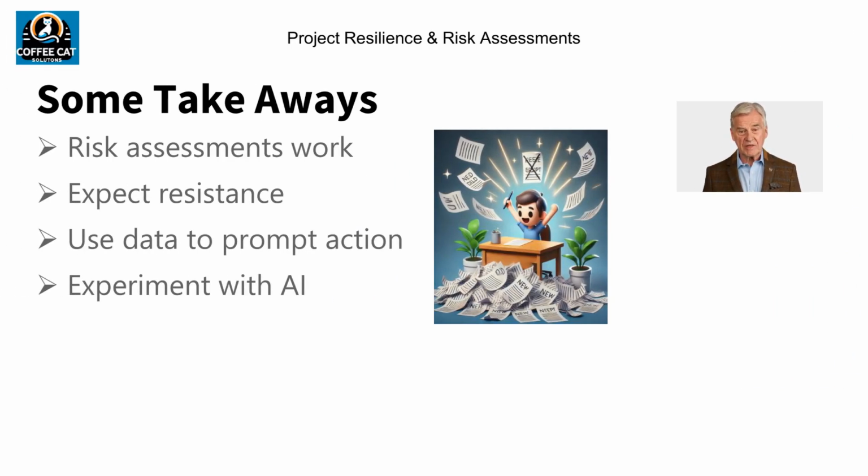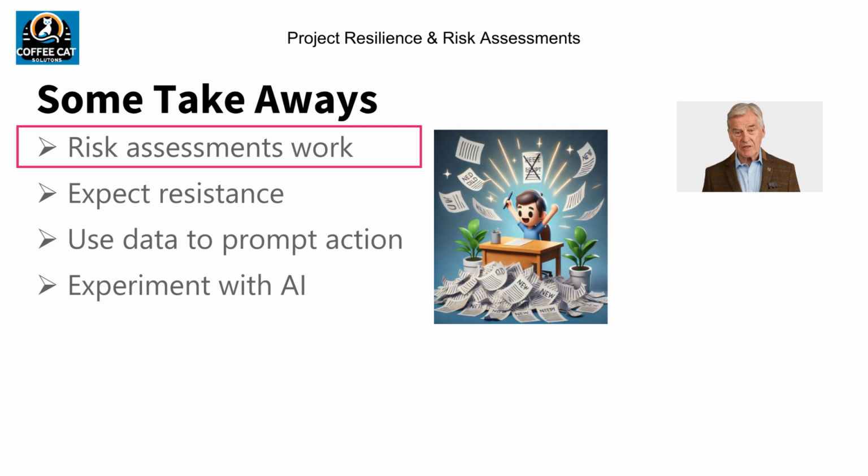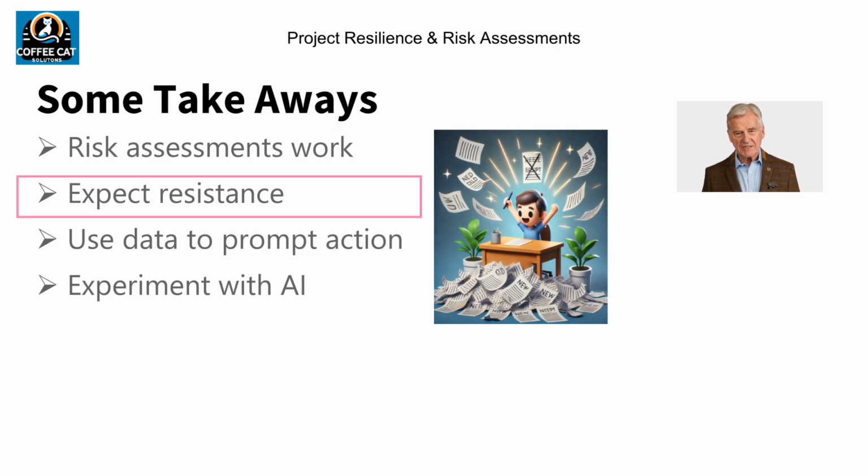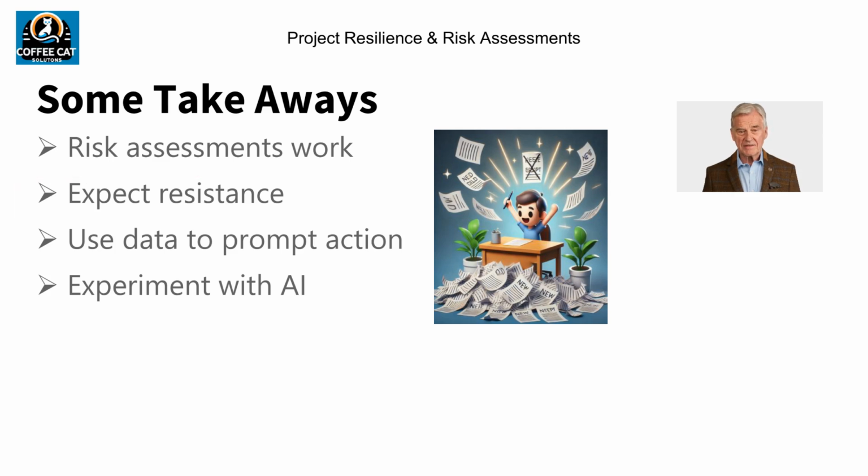This ends the tutorial, and here are a couple of key takeaways for you to consider. Risk assessments and risk management does work to improve project outcomes by early identification and mitigation of risks and issues. Risk assessments can meet with resistance. You may have to lobby and educate all project stakeholders to show the value of risk assessments and get support to integrate risk management processes into the project's work plan.